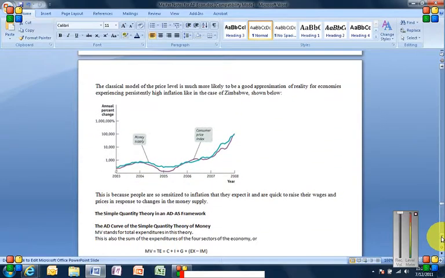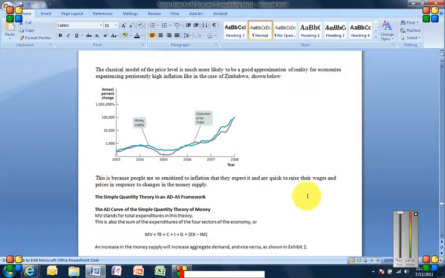This classical model of the price level is much more likely to be a good approximation of reality in economies experiencing persistently high inflation, like in the case of Zimbabwe. These are figures related to Zimbabwe, the African country that really has been famous for years now for, in part, having to struggle with exorbitant amounts of inflation. And these numbers are correct as you're looking at this. I mean, this is 1,000% inflation, 10,000% inflation.